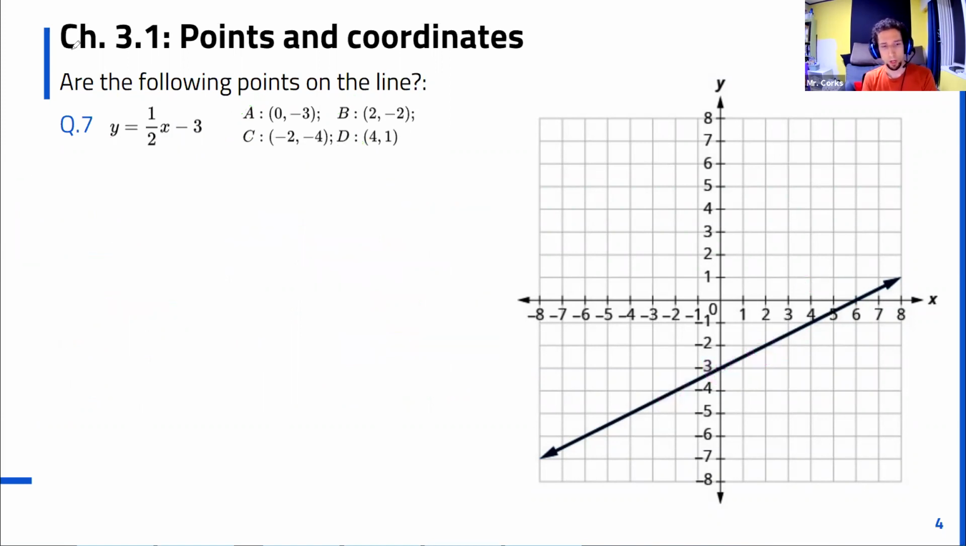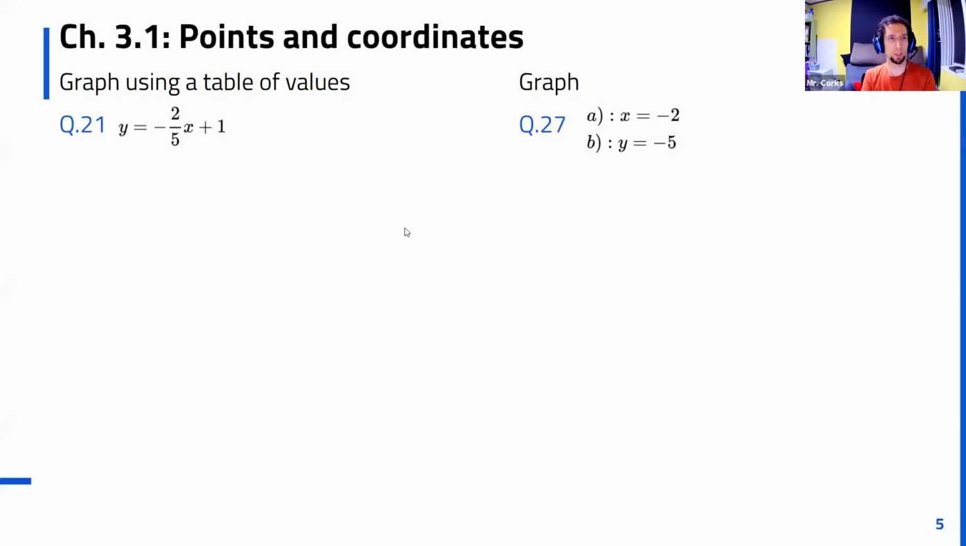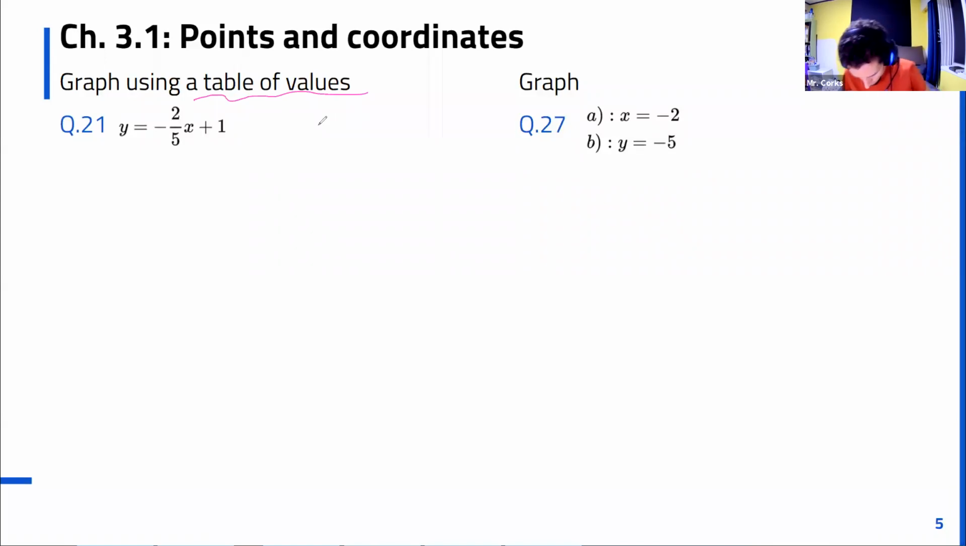Okay, moving on. Next question, 21 and 27 here, just graphing these lines. The one on the left, we can use a table of values. The ones on the right, we don't need the table. There are special cases, so we shouldn't need that. Okay, table of values, what does that look like? What do we do to make a table of values for this equation?